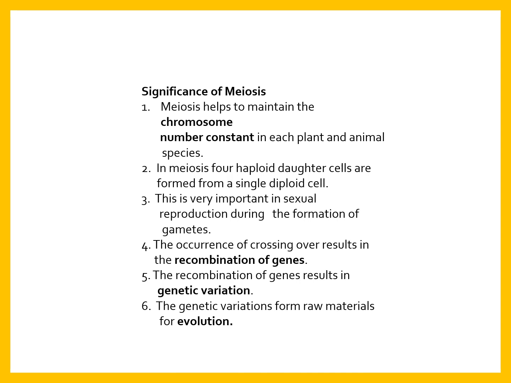Now the significance: meiosis helps to maintain the chromosome number constant. In meiosis, 4 haploid daughter cells are formed. It is very important in sexual reproduction. It is meant for recombination of genes resulting in genetic variation, and this genetic variation forms the raw material for evolution. That is cell division, mitosis and meiosis.